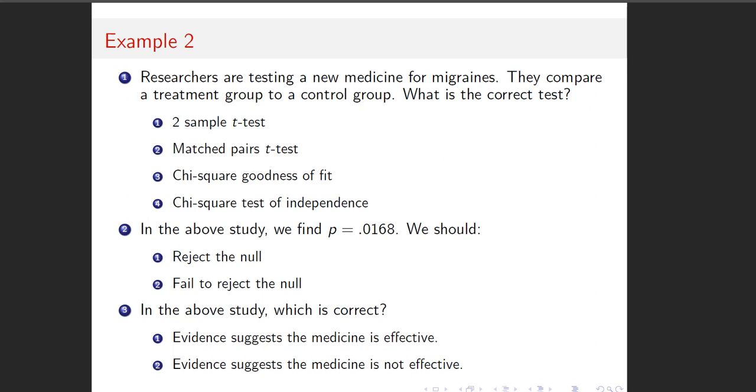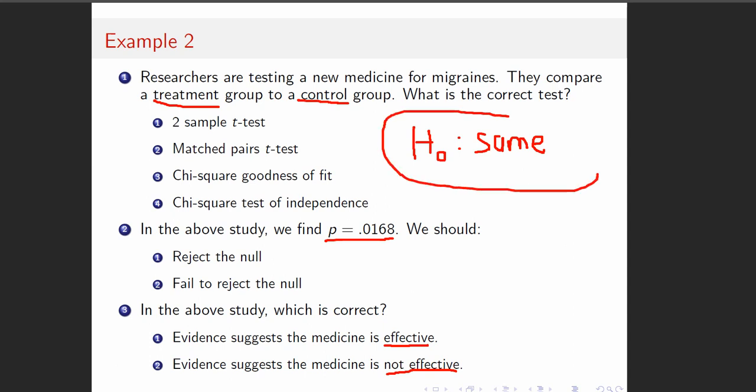Okay, so we have this 0.0168 p-value. So do we decide that the medicine is effective or not? And when we reject the null, if you remember, the big idea for the null hypothesis is that the means are the same. And same means that the treatment group only experienced the same amount of relief for migraines as the control group, the group that was taking a sugar pill. This is not what we want to happen.